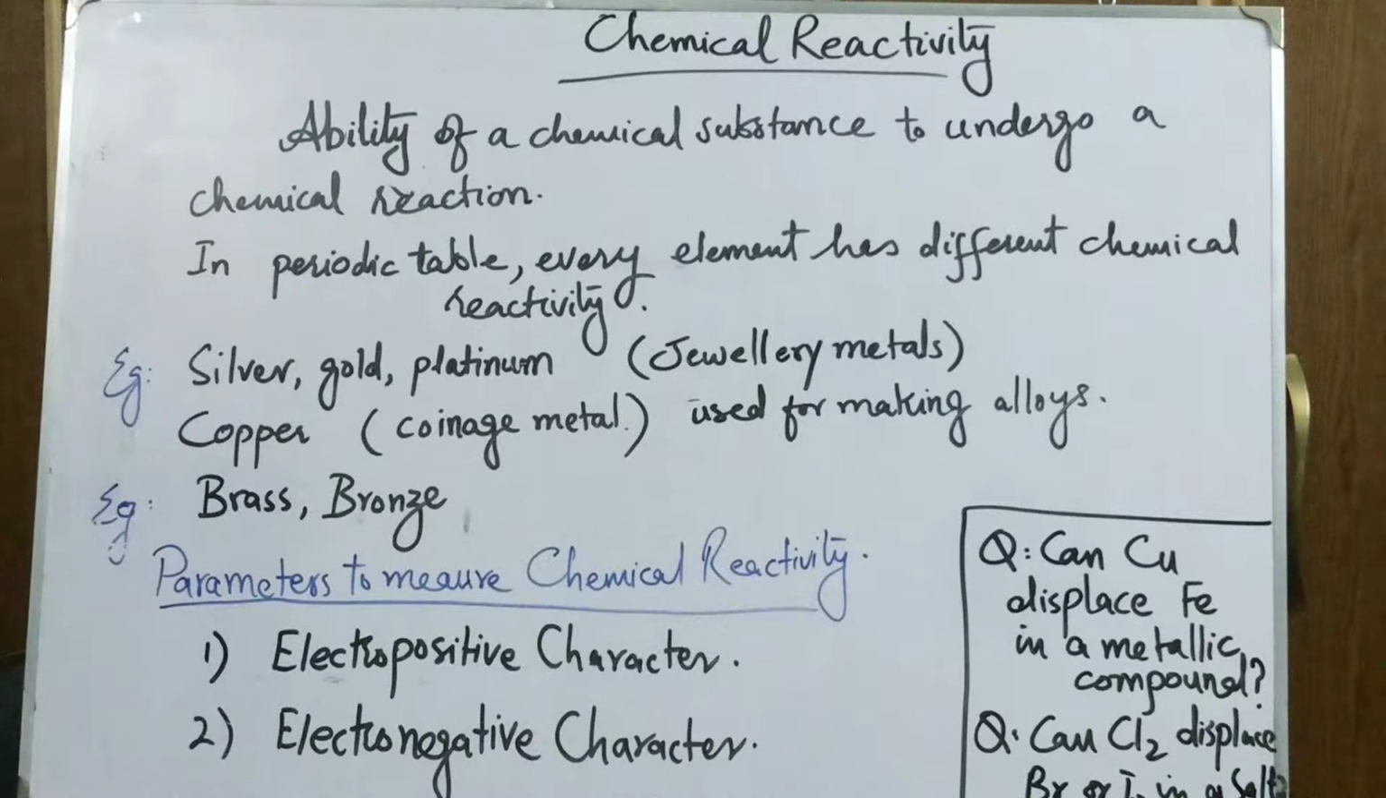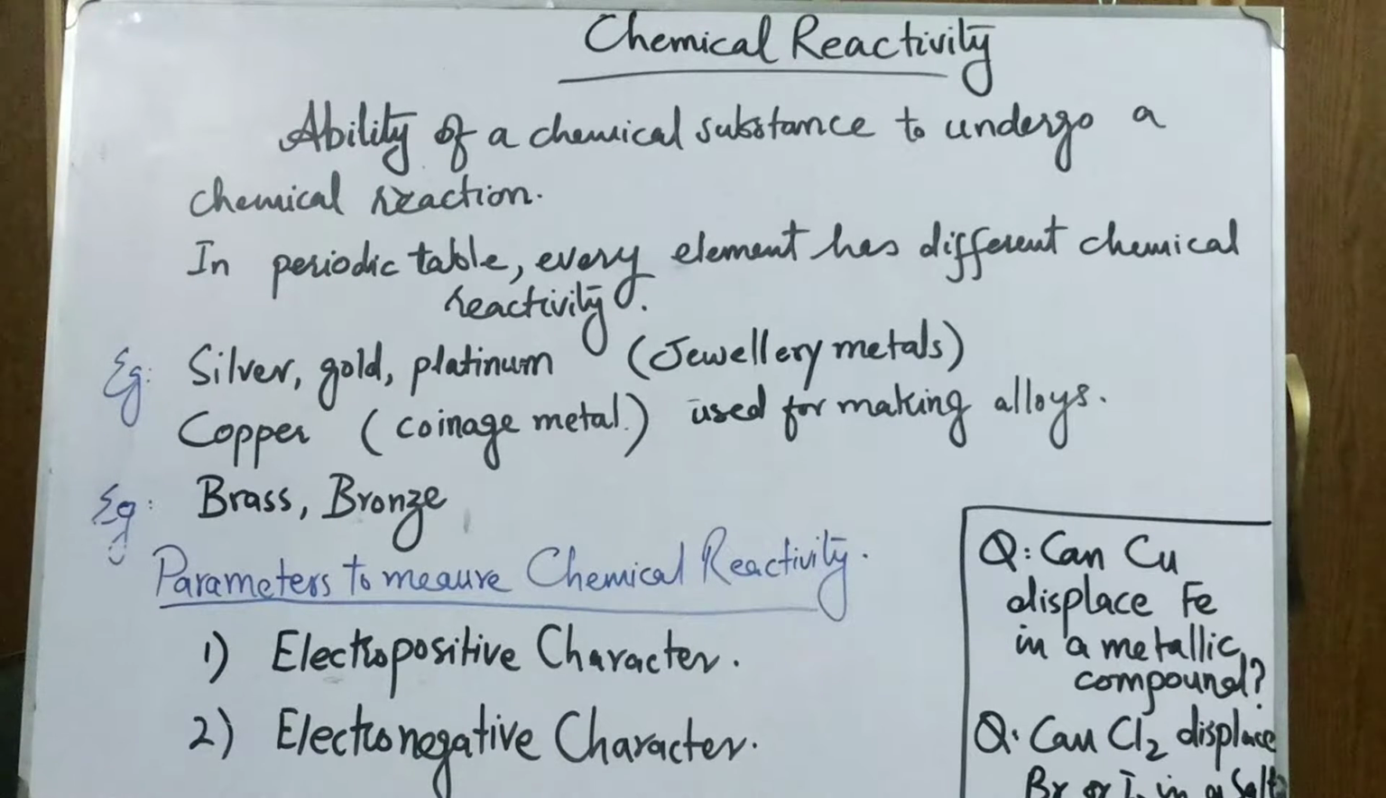The jewelry metals in the periodic table are silver, gold and platinum. These metals are inert metals, but their reactivity is different from each other. That is why platinum is the most precious metal in the world. Then comes gold, and finally comes silver.